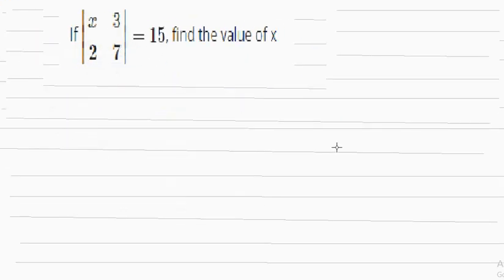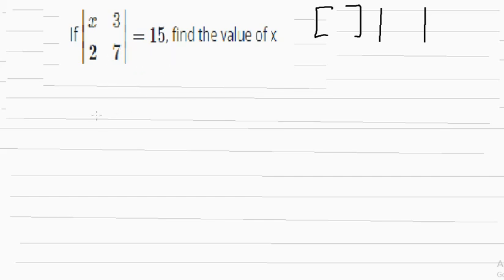If the determinant, of course, once you see this, right, that's a determinant. That's the symbol of a determinant. But this right here is a symbol of a matrix.